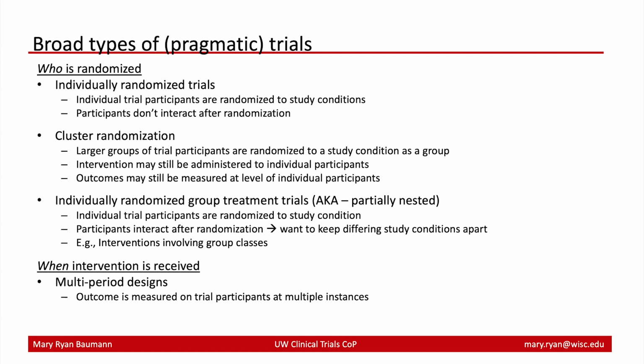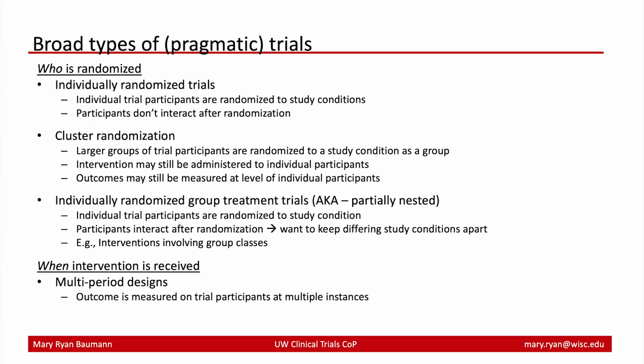You could also have something like an individually randomized group treatment trial or a partially nested design, where essentially you combine these two. You individually randomize trial participants to a study condition, but then you expect the participants to interact after that randomization. So you try to group together the participants who are going to be interacting.